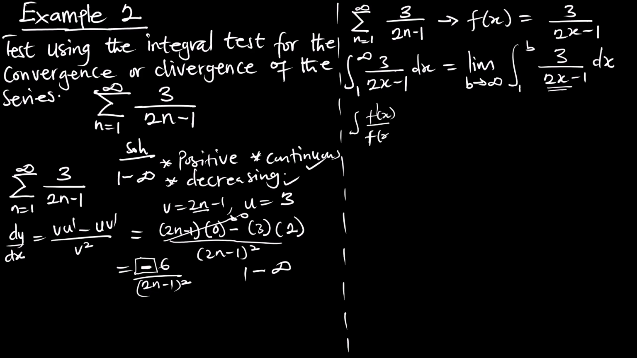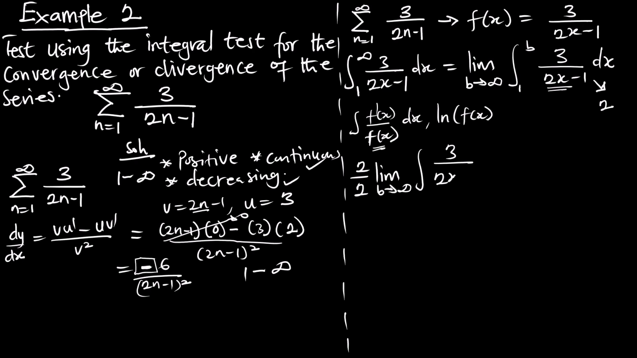But I also prefer to use a shortcut. We know that anytime you have an integral of f of x where the numerator is the derivative of the function at the denominator, dx, then the answer is going to be ln of what? The f of x. I'm using this shortcut. So this means if I differentiate the denominator, I'm going to get what? 2, right? So that means I can introduce a 2 on 2, say limit as b approaches infinity of 3 on 2x minus 1 dx.